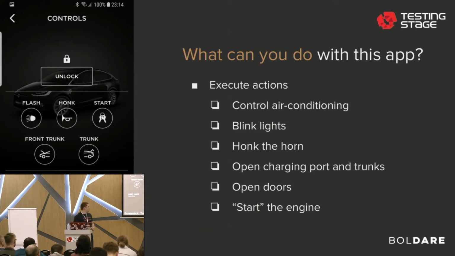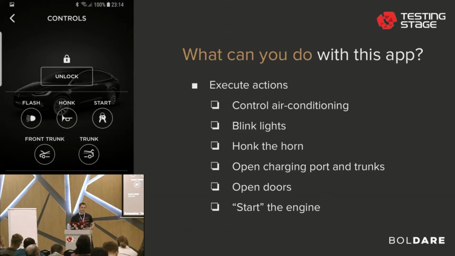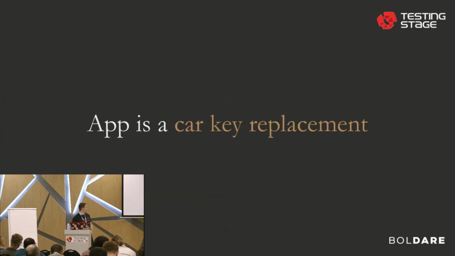And it's possible to do even more. You can open charging ports or trunks, and you can also open the door and start the engine, or at least enable this driving mode. So with this application, you can not only check where your car is, but you can also open the door, sit in it, and drive away. It's really a car key replacement. But it's even more, I think.